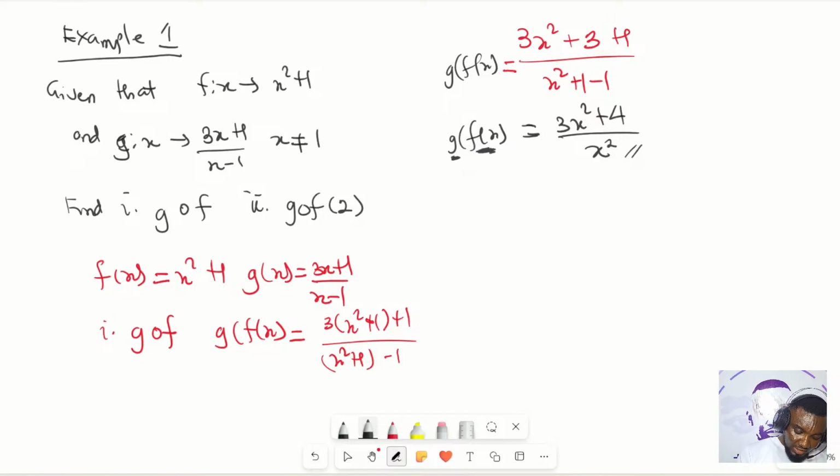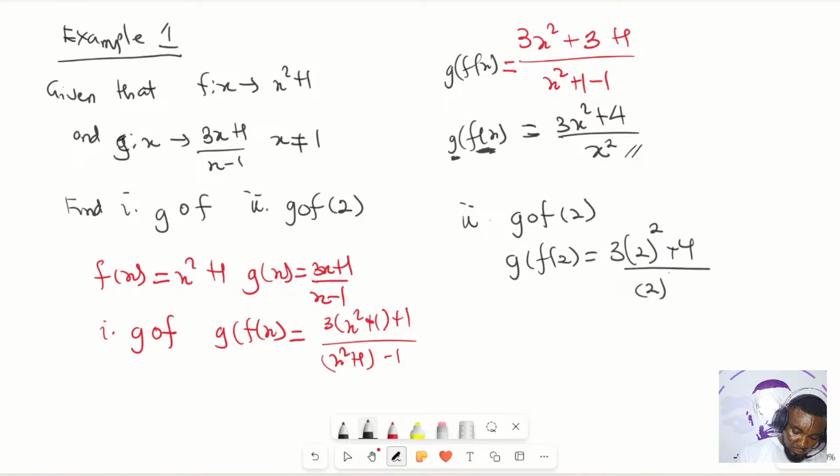Now we want to find, in the I part of the question, g of f of 2. So we write it as g of f of 2, where we'll take g of f of x, and wherever we see x, we'll put 2 there. So it means that we'll have 3 multiplying, so x is 2, and then we'll square it plus 4 all over 2 squared.